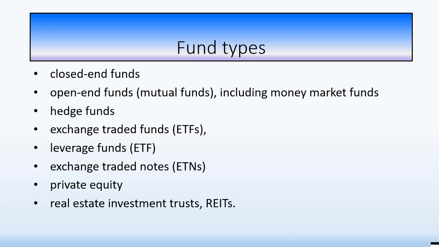And not only that, but REITs can also be leveraged to some degree, and they borrow money. Closed-end funds, open-ended funds generally do not borrow any money. Hedge funds will borrow money. Exchange-traded funds tend not to borrow any money, except if they're leveraged funds that we talked about, the 2x and 3x. They can be leveraged. Private equity can be leveraged, and REITs can be leveraged.